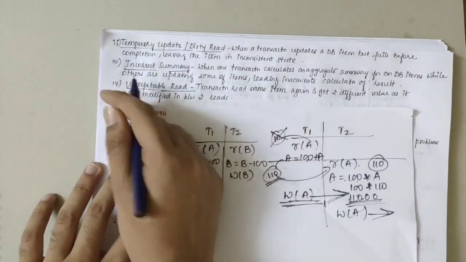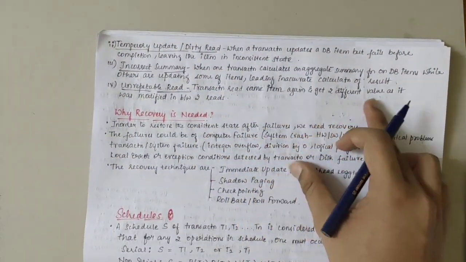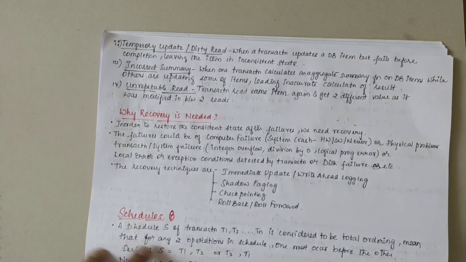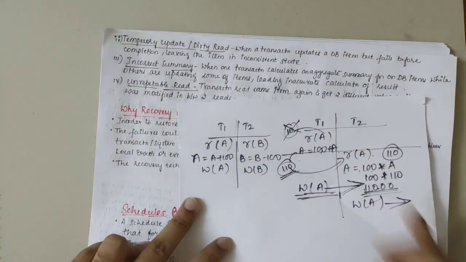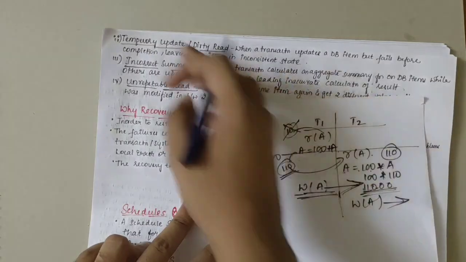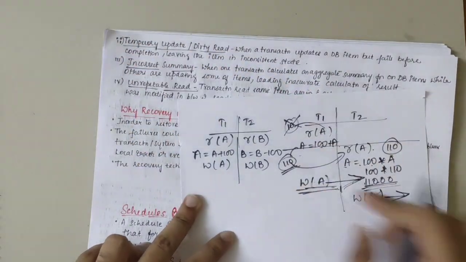And then we have unrepeatable read. So transactions read the same item again and get two different values as it was modified in between two reads. So that's what this is. So this is also the same. With using one example, it has multiple problems depending on the scenarios. So I have tried to explain all these three with one example.